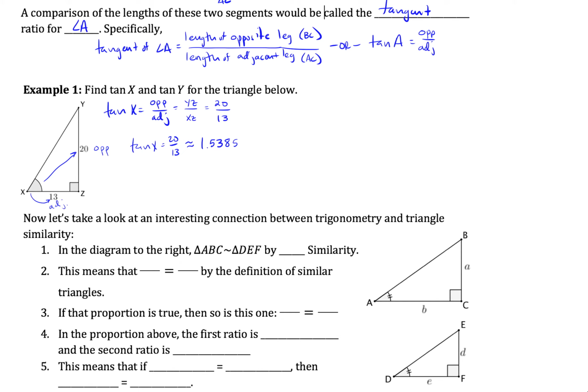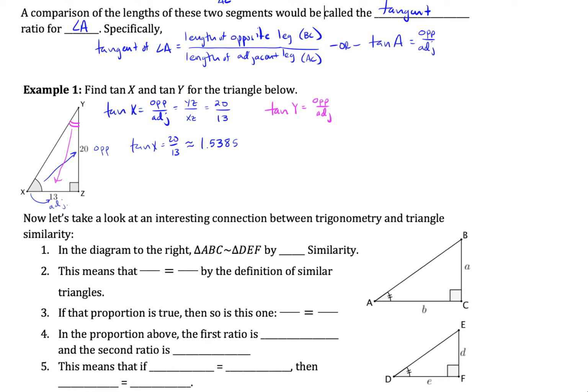Now we're going to look at the tangent of angle Y. I'm going to switch colors here. I'm going to do the tangent of angle Y next. Now this is still going to be opposite divided by adjacent, but since now we're worried about angle Y, this, which was the opposite for angle X, is not the opposite anymore. It's not across from angle Y. This side down here is.